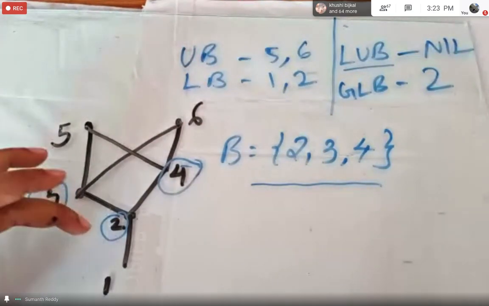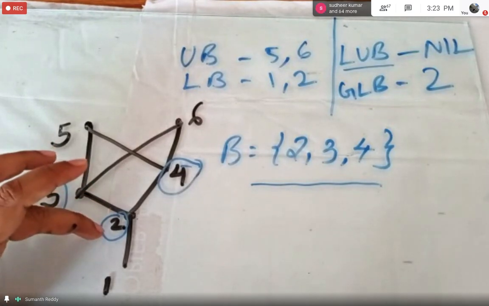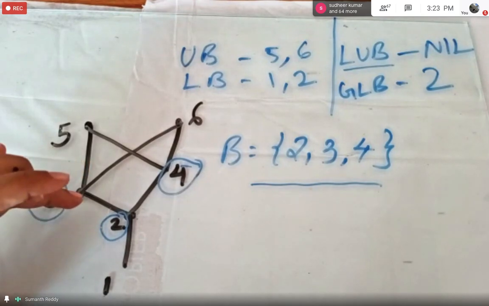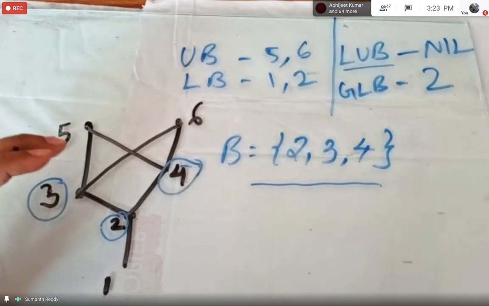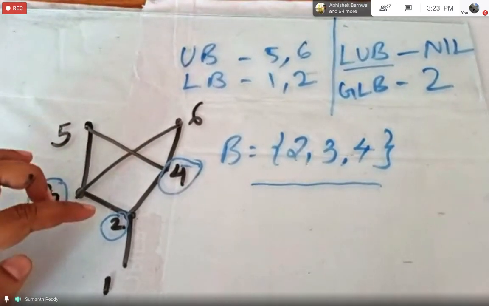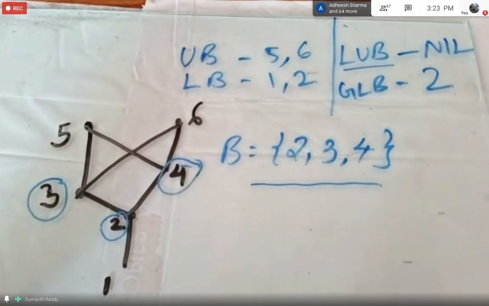So based on this, 1 and 2, these are the lower bound elements. So among which one will be the greatest? Always the greatest will be 2. Among 1 and 2, 2 will be the greatest. If you think in this way, I think you can understand better. So first of all, it has to be a lower bound element. And the second thing is it should be related by other lower bound elements.